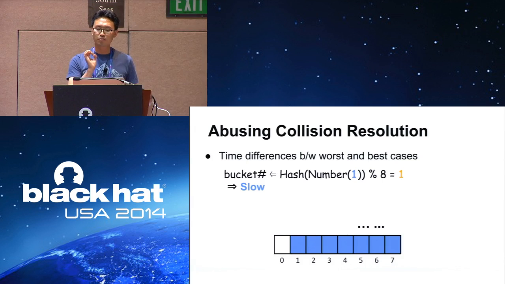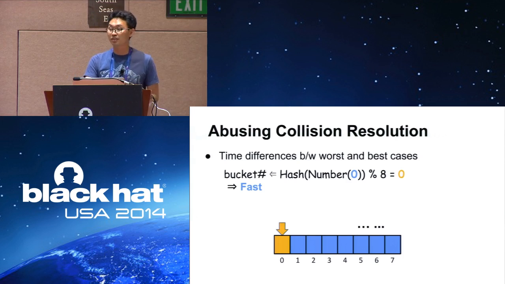Let's say bucket number 0 is not filled up, and you try to insert the number 1 object. The bucket index will be 1, so you try number 1 first, then you try 2, then 3, and again, and finally you find that 0 is empty. Then you fill up bucket 0. So it is going to take a whole lot of time. But if you try to insert the number 0, the bucket index is simply 0 the first time, so you can fill up bucket 0 right away, and it is going to be pretty fast.